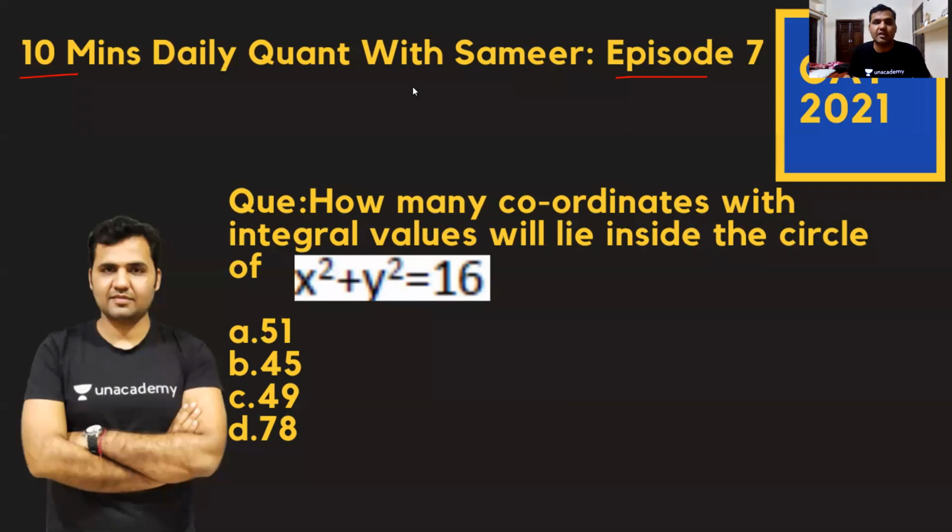Let's have a discussion on this very beautiful question. It says: how many coordinates with integral values will lie inside the circle x square plus y square equal to 16? Now the standard equation of a circle is x square plus y square equal to r square. If you compare this, you'll get to know the radius of the circle is 4, right? So x square plus y square equal to 16 can be written as x square plus y square equal to 4 square. So the radius is 4.